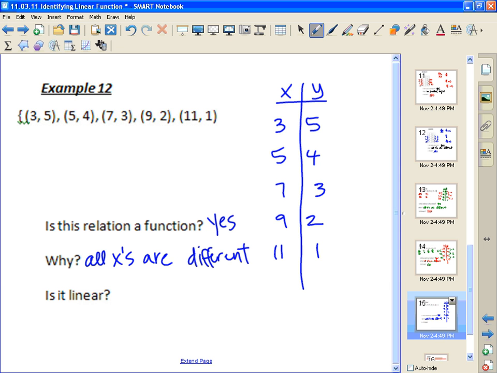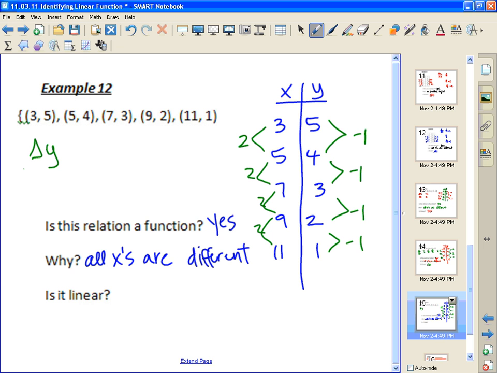Okay, and then to see if it's linear, I'm going to look to see what the rate of change is. So from 5 to 4, it goes down by 1, down by 1 again, down by 1 again, and down by 1 again. So it goes down by 1 each time. And then for x, it goes up by 2 each time. So each time my change in y over change in x for all of these ordered pairs is -1 over 2. So therefore, yes, it is linear.